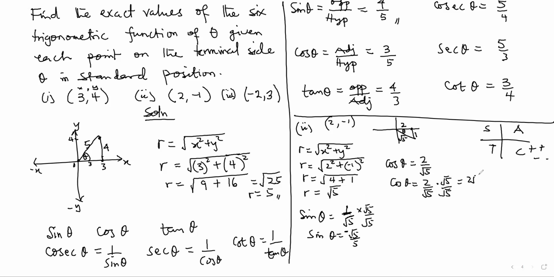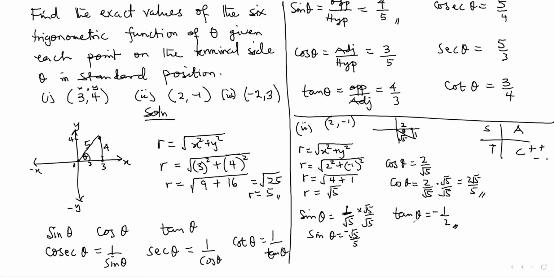So this will give you 2 root 5 over 5. Then you check, is cos positive here? Of course. So we will not do anything to it. We will not negate it. Then we now come to tan. Tan is opposite over adjacent, which is 2. Then you check what is happening to tan in this quadrant. Tan in this quadrant is negative, so we negate it.